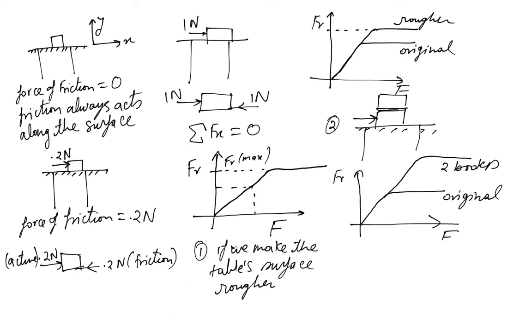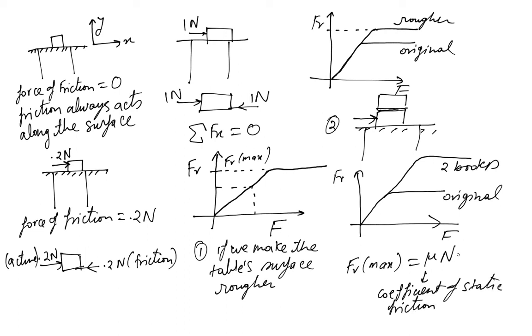So we have seen the friction depends on how rough the surface is first, and second is how hard the two surfaces are pressing against each other. So the maximum friction force people have found out experimentally is mu n, where mu is called the coefficient of static friction and n is the normal reaction.